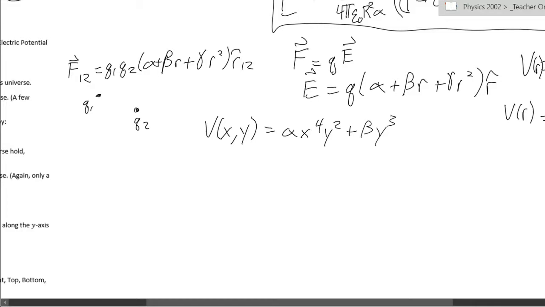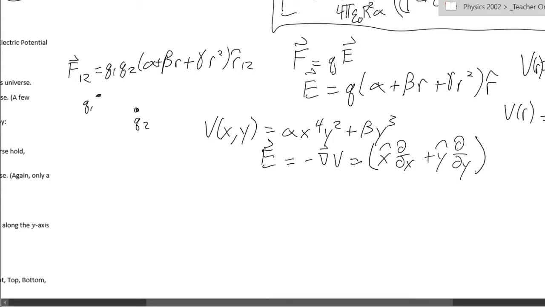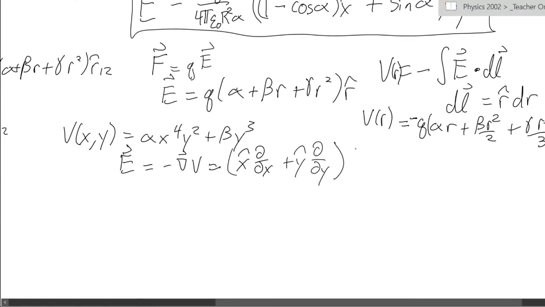Now, if I have an electric potential and I want to go to an electric field, the way that we do that is we say that the electric field E vector is going to be equal to the negative gradient of the electric potential. Since this is written in terms of X and Y, we want to write this gradient in terms of Cartesian coordinates. So this is going to be X hat partial derivative with respect to X plus Y hat times partial derivative with respect to Y, acting on our electric potential, which is alpha X to the fourth Y squared plus beta Y cubed.